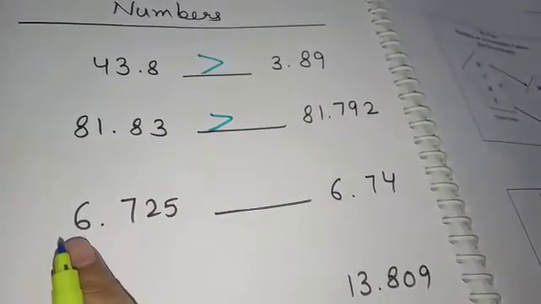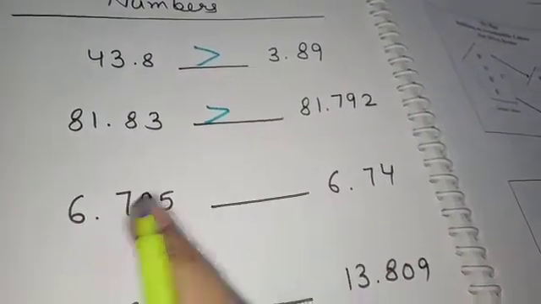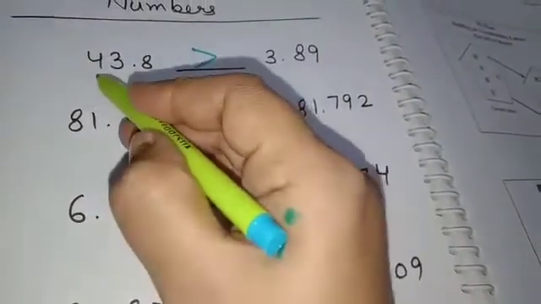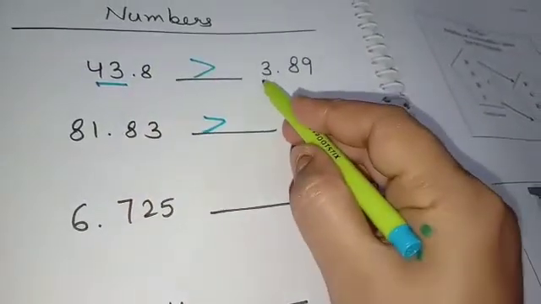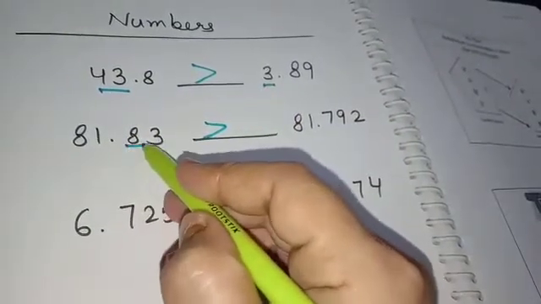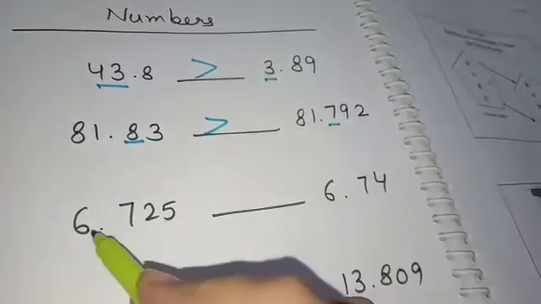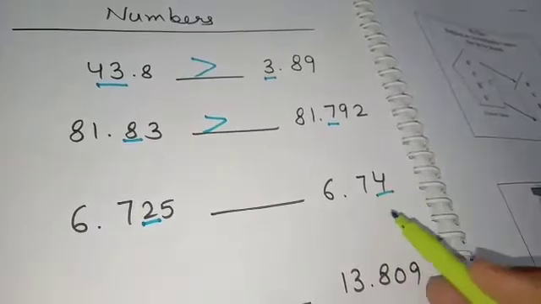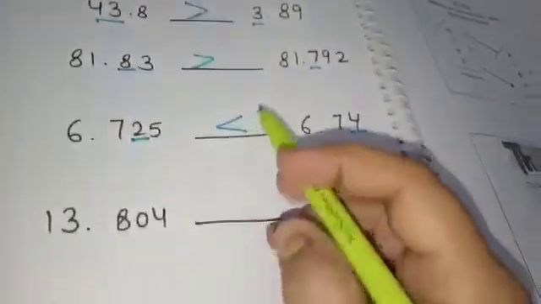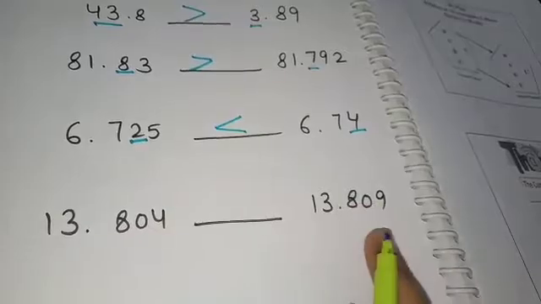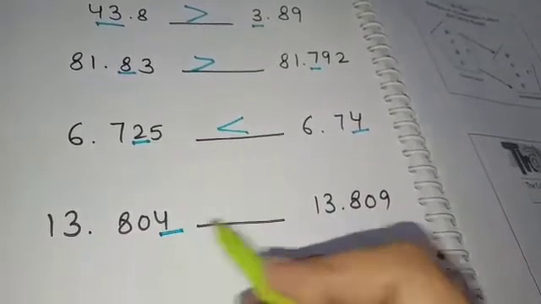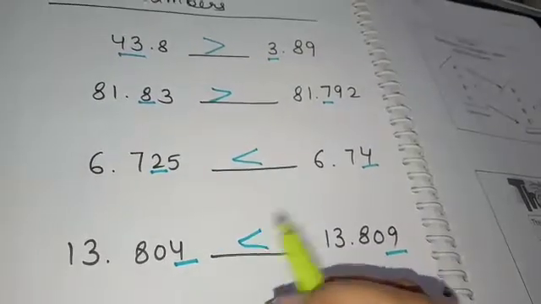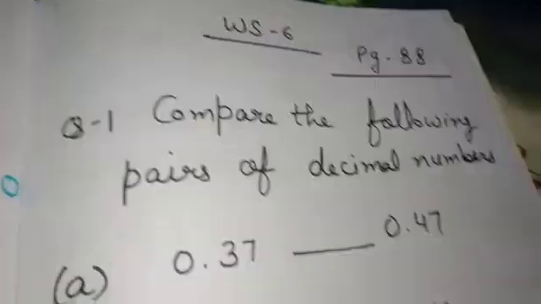If whole is same, compare the 10th place digit. If 10th is also same, then compare the 100th place digit. Which is bigger? This. But if the 100th place is also same, then compare the 1000th place. Okay, this is the method to compare decimal numbers.